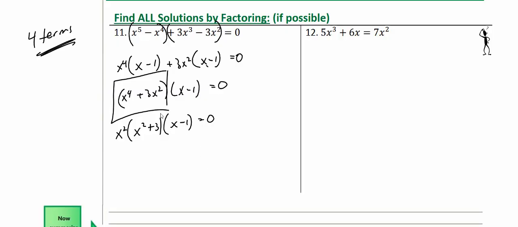Okay? Hopefully we see that. I took x squared out. I'm left with x squared plus 3. Fantastic. Now, this is my A term, this is my B term, and this is my C term. I got to take them out, and I got to solve them.